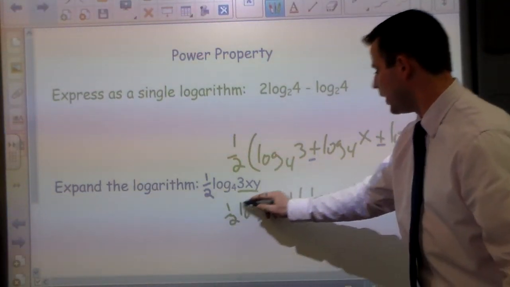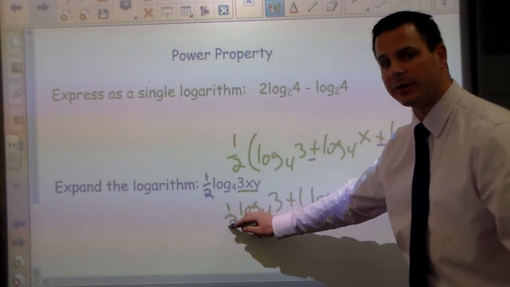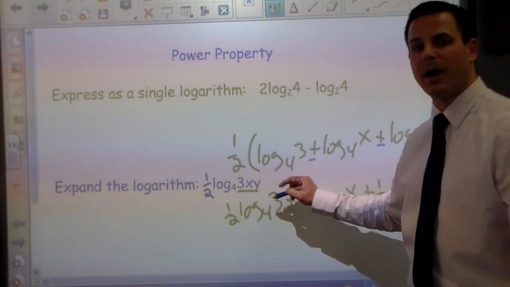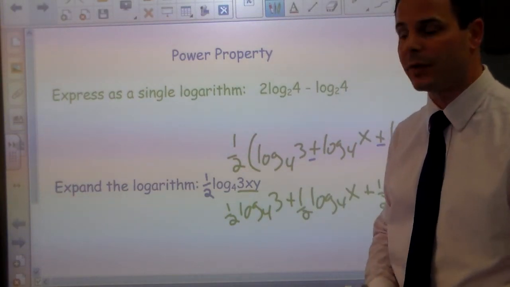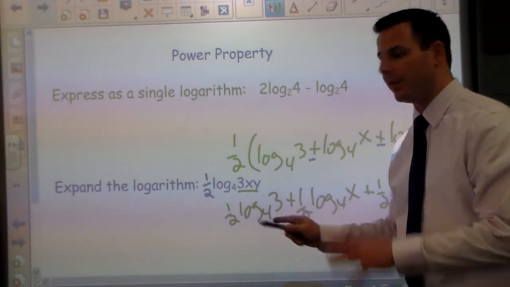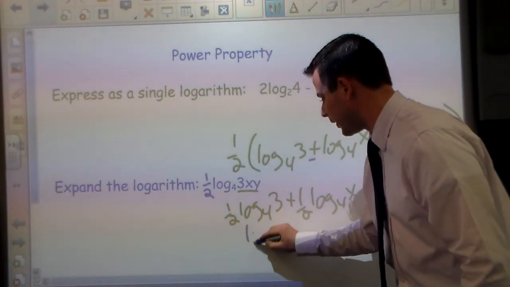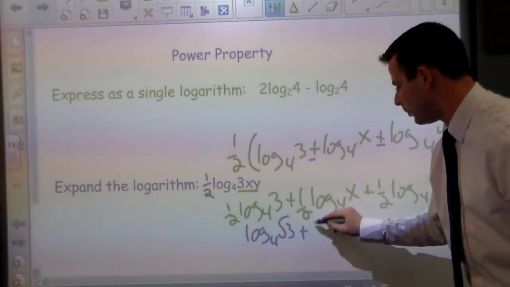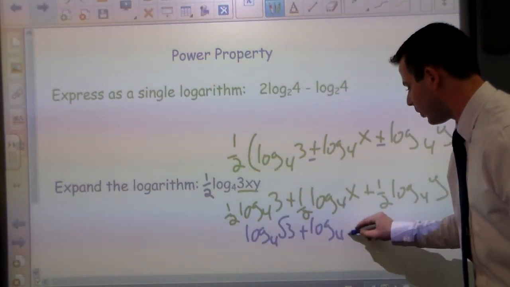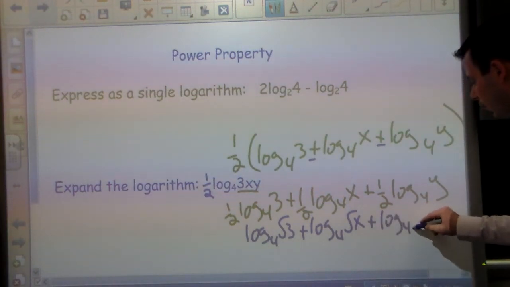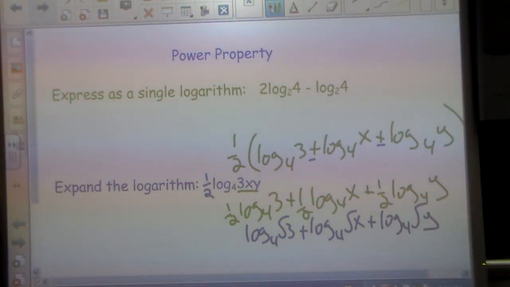Last thing I have to do is make these coefficients exponents. So now this is log base 4 of 3 to the 1/2 power. But I know what 1/2 power means. 1/2 power is power over root. So really this is asking me to take the square root of the of portion. So my final answer is going to be log base 4 of radical 3 plus log base 4 of radical x plus log base 4 of radical y.